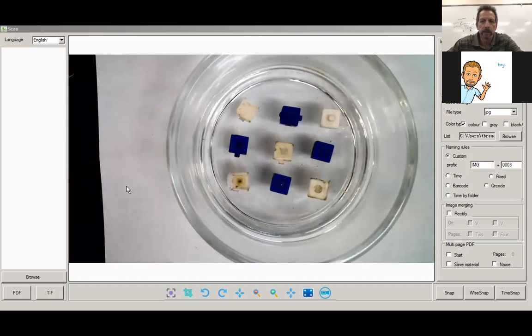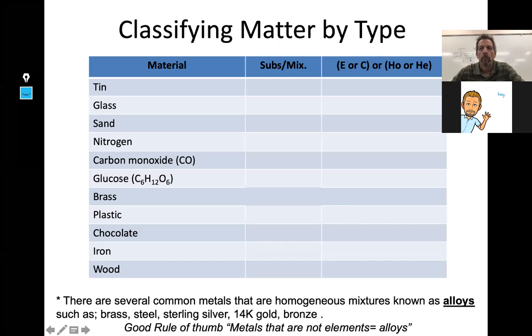Now let us take a look at this from another angle, where we're just using words to make a description. Okay, so here we are. The goal is to classify all these different materials. We probably won't do all of them, but I'll give you a sense for how it works. We want to classify all these different materials into either substance or mixture. Are they pure forms or some mixed forms of matter? If we choose substance, we should say element or compound. If we choose mixture, we should specify homogeneous or heterogeneous.